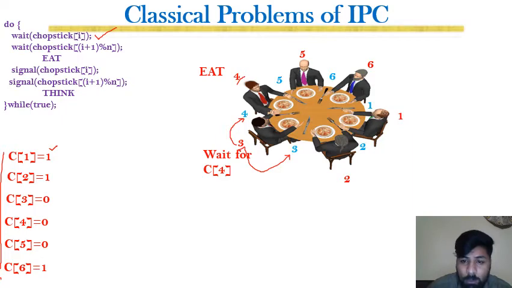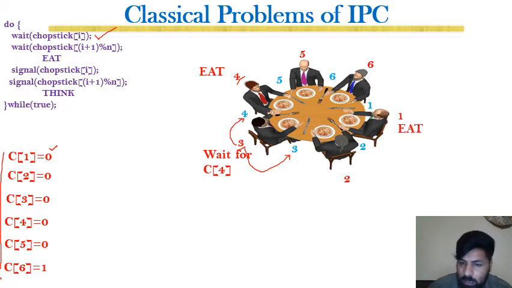Similarly, for example, P1 then in this case will have to call the wait function on chopstick 1, so it will turn to 0, and similarly it will also issue a wait on chopstick number i plus 1 modulus n, that is 2, so it will also be turned to 0. In this case you can see that philosopher 1 occupied both chopsticks to the left and right, so it will start eating now.